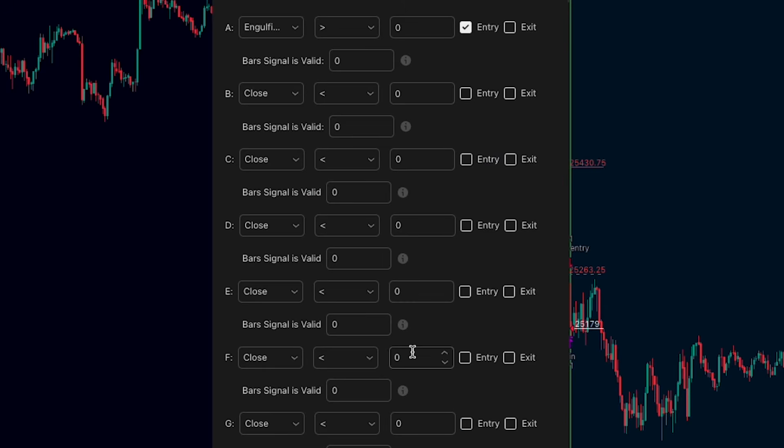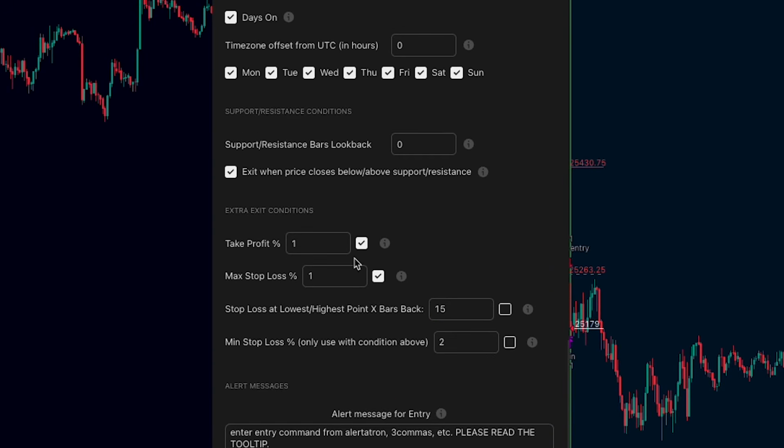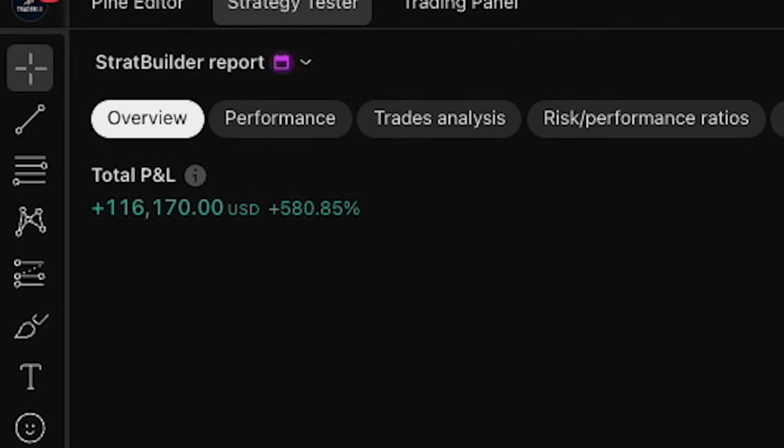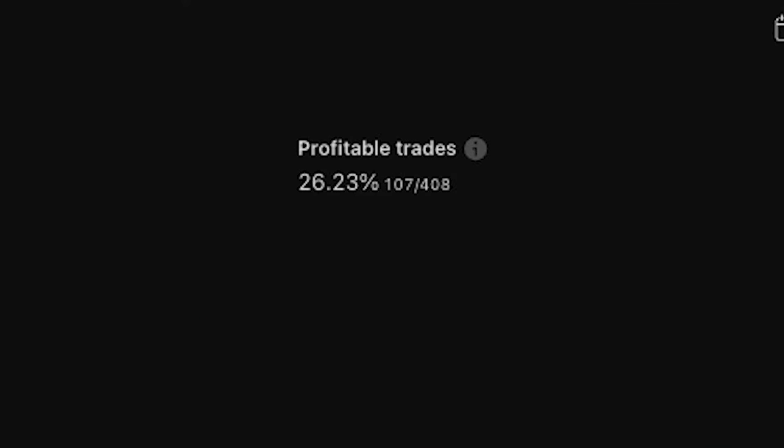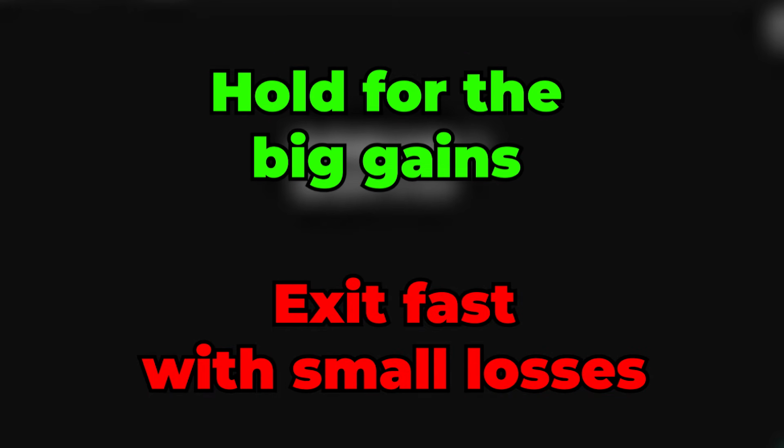I then decided to try and optimize this a bit more and found that lowering the take profit percentage to 0.8% actually produced much better results. Nearly 600% total P&L with a nice smooth equity curve. And even though the win rate is only 26%, remember that the point of this strategy is to exit fast if it doesn't work and take multiple small losses, but hold on for the big gains.